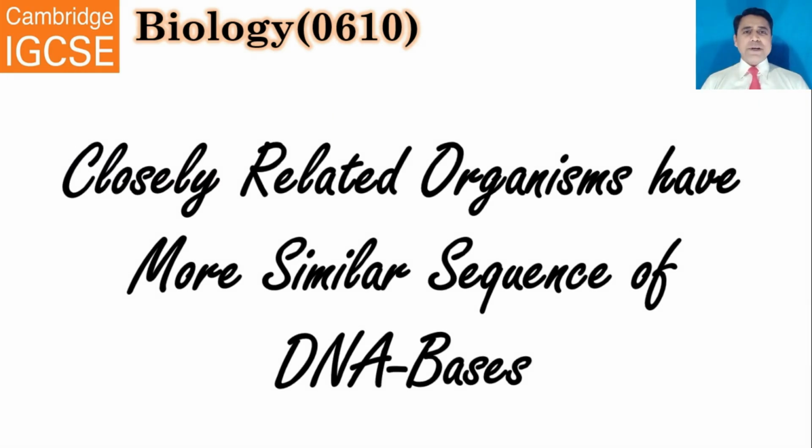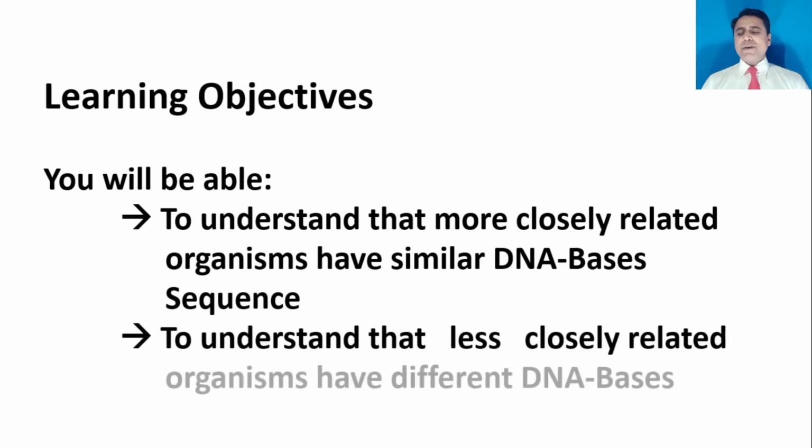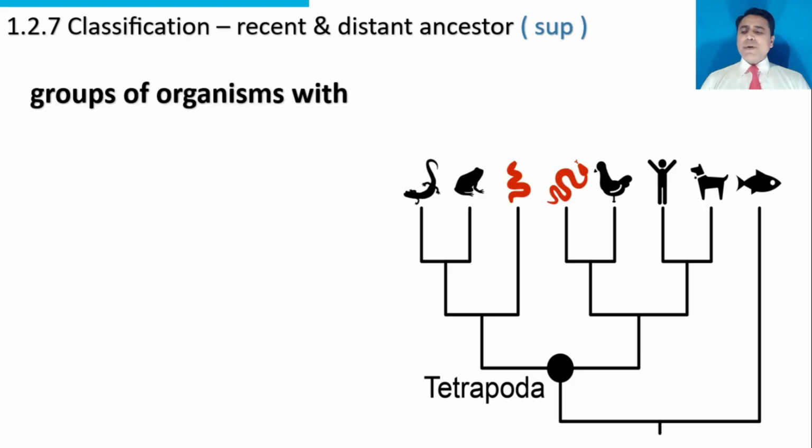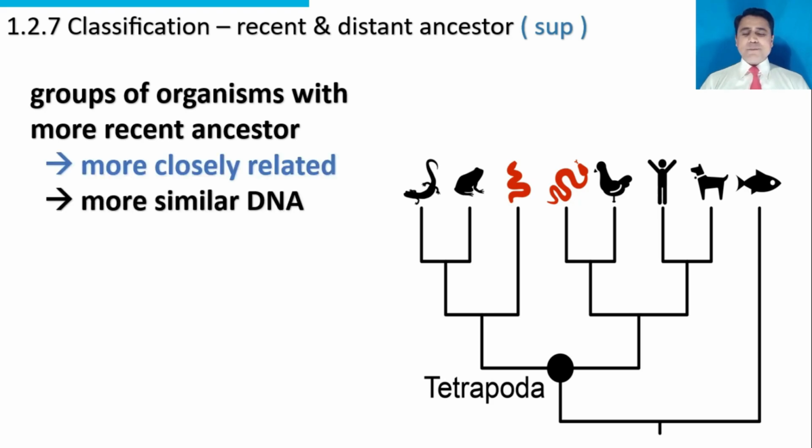The topic to be discussed is that closely related organisms have more similar sequences of DNA bases. To understand that more closely related organisms have similar DNA base sequences: groups of organisms with a more recent ancestor are more closely related because they have more similar DNA.